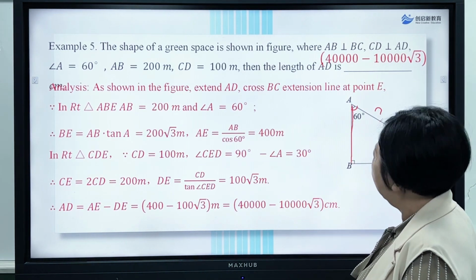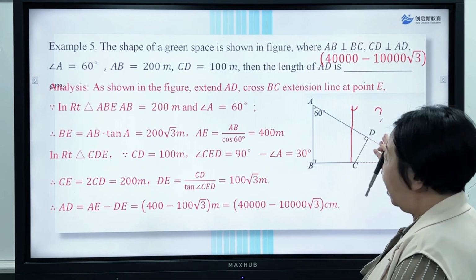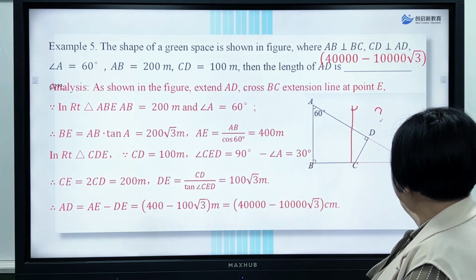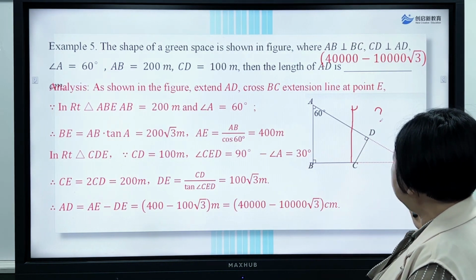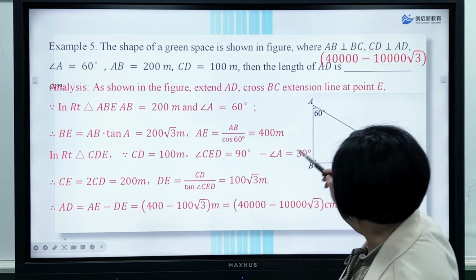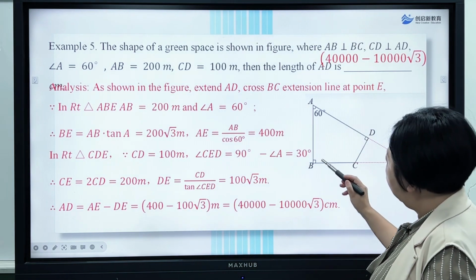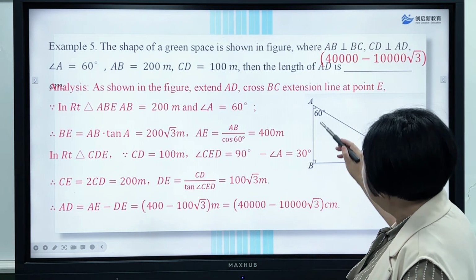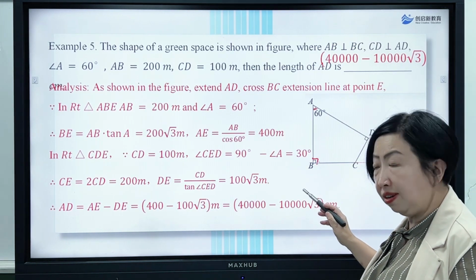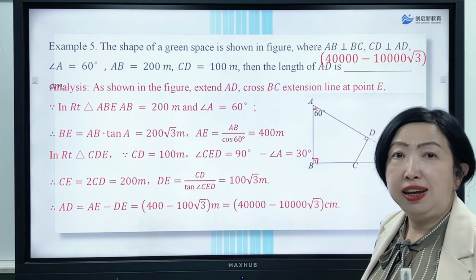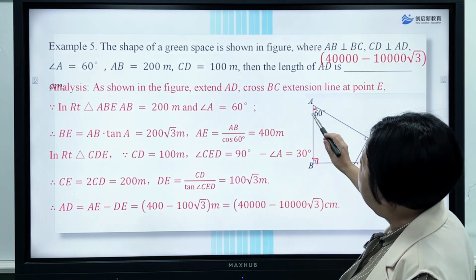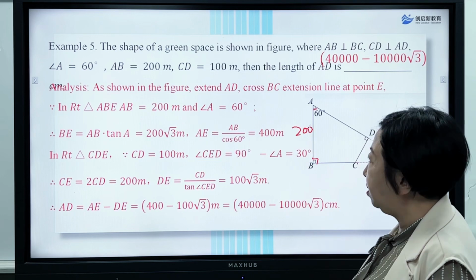Here we can extend AD and cross the extension of line BC at the point E. Okay, here is the big right triangle. The corner B is 90 degrees, the corner A is 60 degrees, so here of course is 30 degrees. Here AB equals 200 meters.